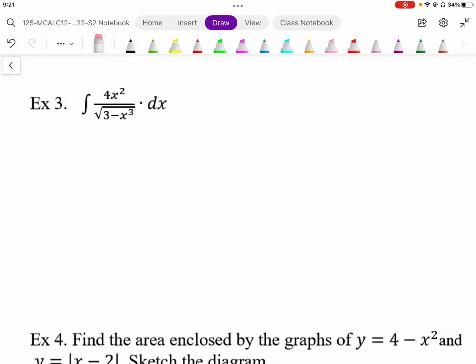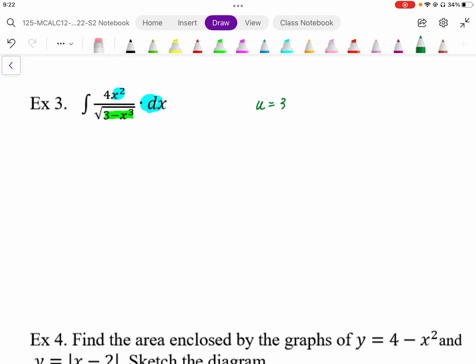Example 3, we're going to again use substitution. Again, if I look inside the inside function, inside the square root, its derivative will match the x squared on the outside. Okay, so it's going to account for that x squared dx on the outside. The 4 I don't really need to worry about because it's just a coefficient.